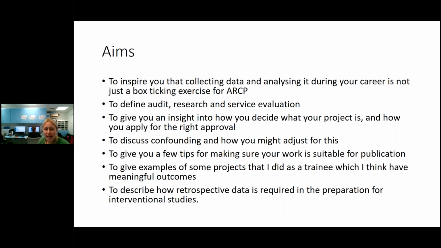Great. So the aims of the talk are to try to inspire you guys that collecting data and analysing it throughout your whole career isn't just something you should be doing for your CV or for your ARCP or for your portfolio. I'm going to try to help you understand what we mean when we talk about audit, research and service evaluation, so you've got definitions for those at your fingertips for your starts and your interviews and everything else.